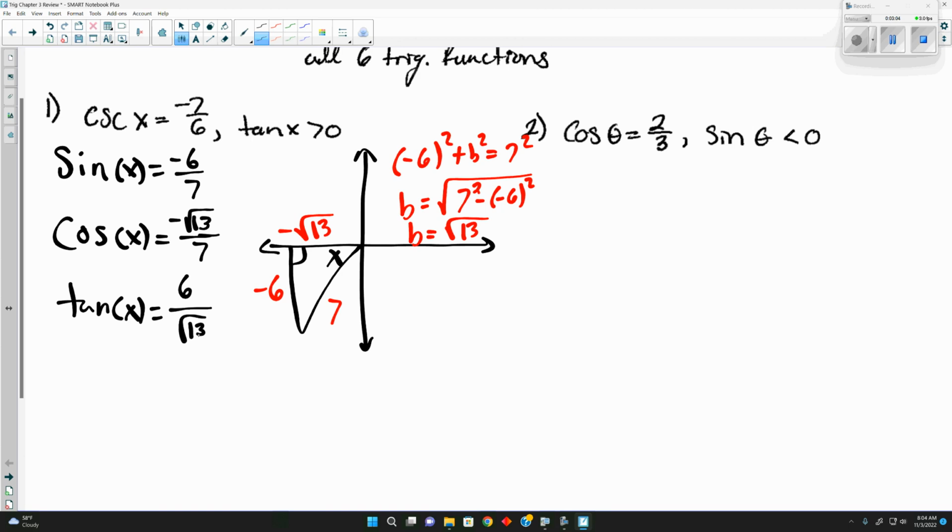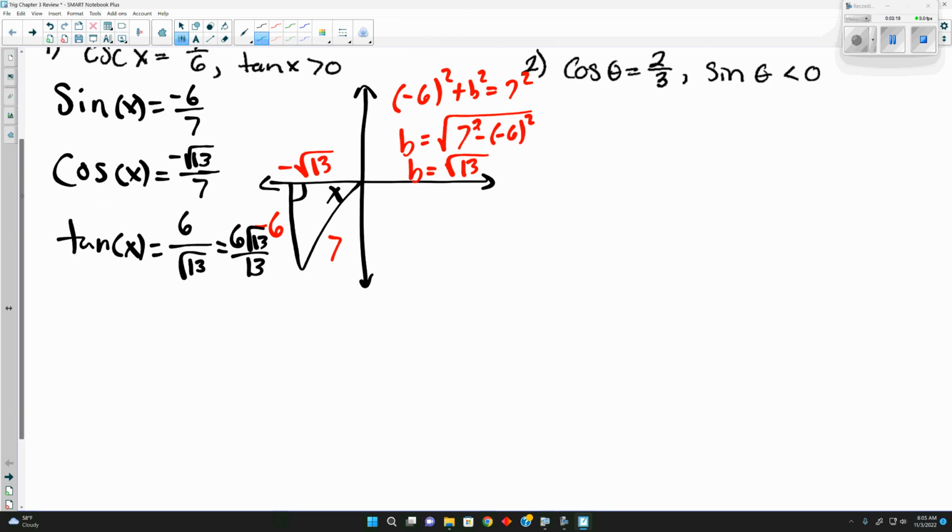At this point, you could have plugged 6 over the square root of 13 into the calculator, because we know we can't leave the square root of 13 in the bottom of a fraction, which simplifies to 6 square root of 13 over 13. The next one is secant of x, which is negative 7 over the square root of 13, which is negative 7 square root of 13 over 13. Again, since we have a square root at the bottom of a fraction, we can use the calculator and just plug in negative 7 over the square root of 13, hit enter, and it'll simplify it for us.